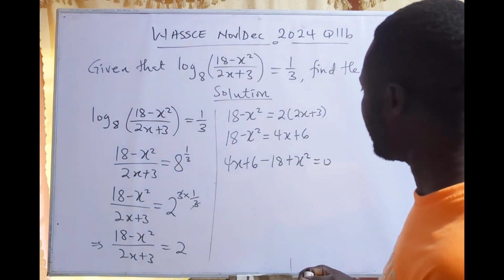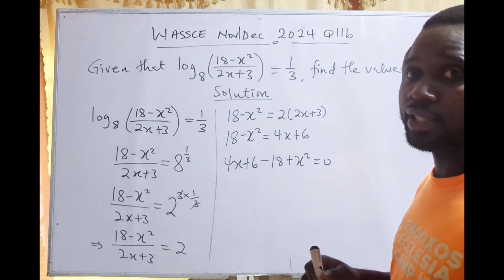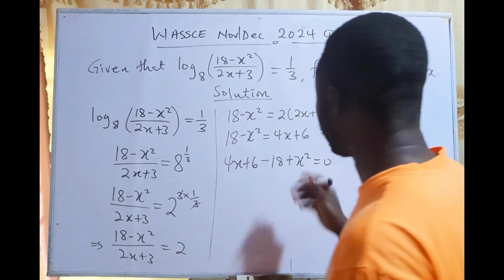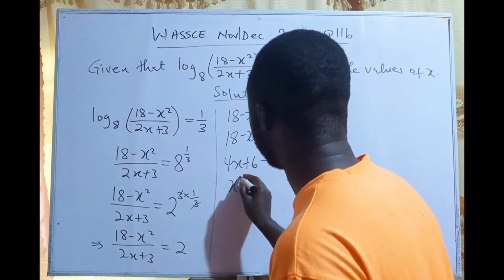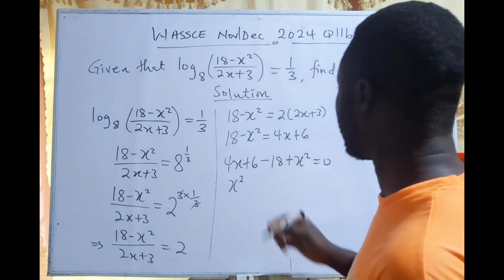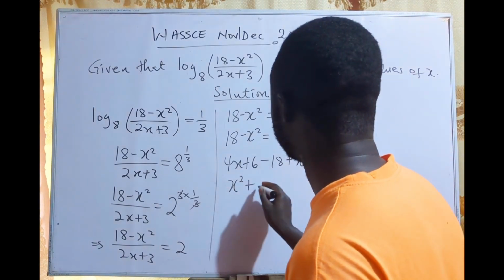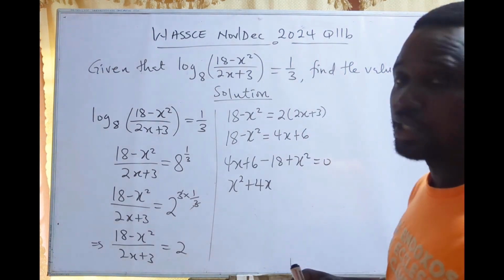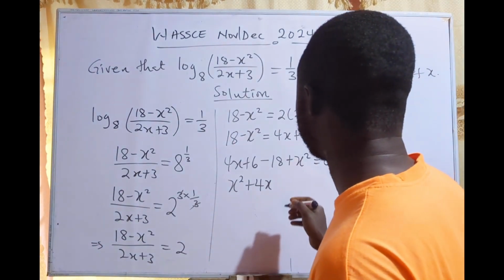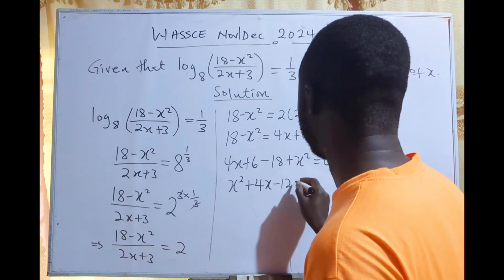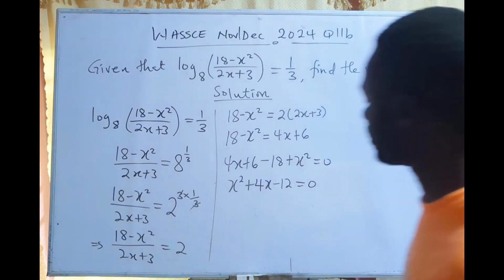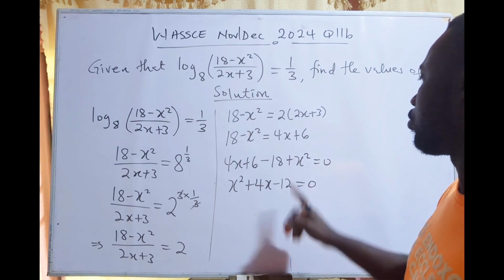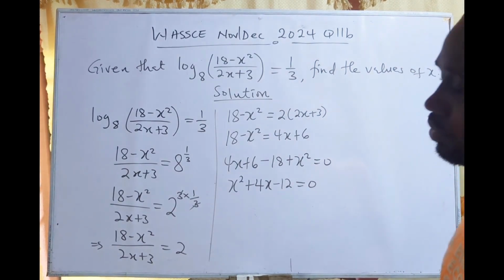Then we can rewrite the quadratic in standard form. We bring the s squared first, plus 4s, and then 6 minus 18. What will be 6 minus 18? That is minus 12, equal to 0. So we have s squared plus 4s minus 12 equal to 0.